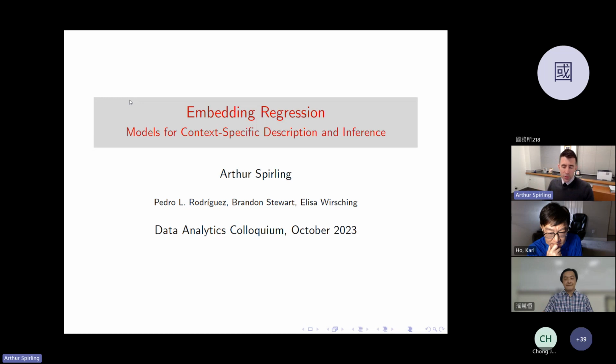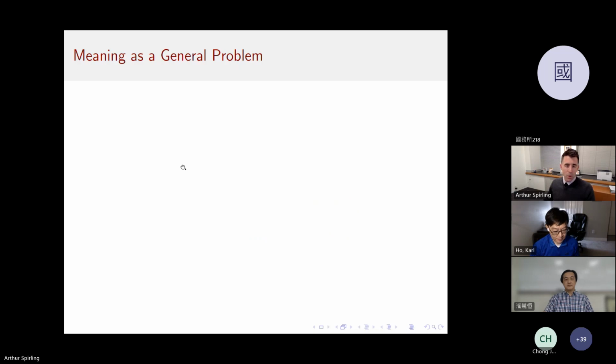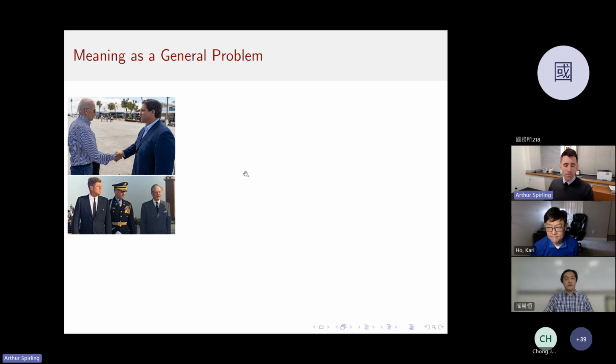Description and inference. And by inference, we mean in some statistical sense, trying to put uncertainty around things that maybe are tricky to do or that we wouldn't otherwise talk about in a statistical context. So let's start with this very general problem of meaning. What does it mean to talk about something meaning something? That's a very deep philosophical question, but we're going to look at some political science examples.